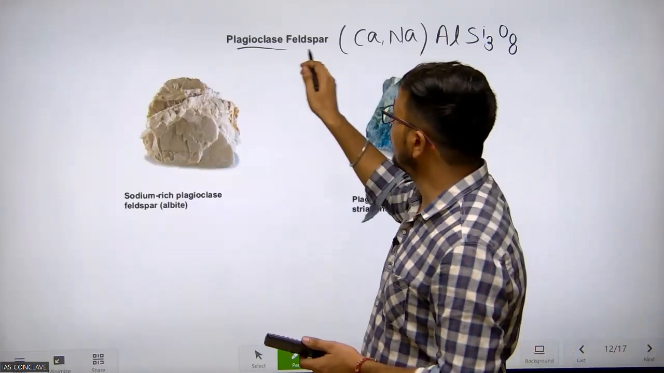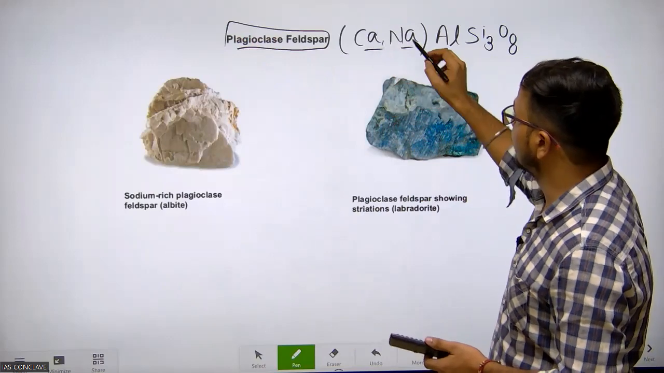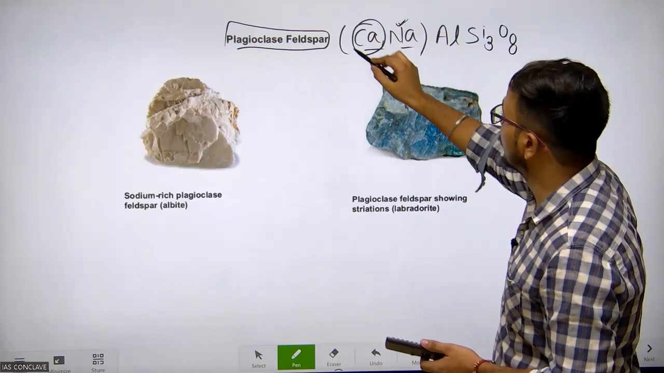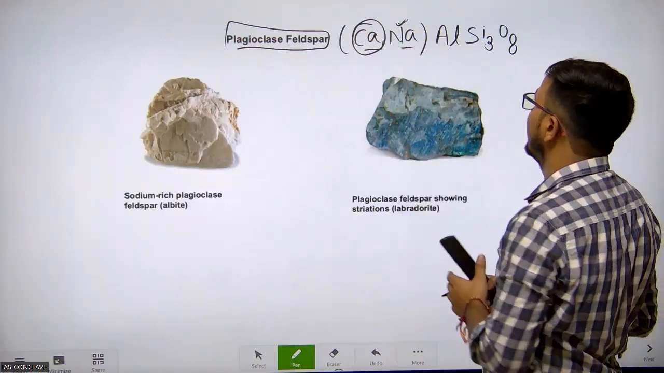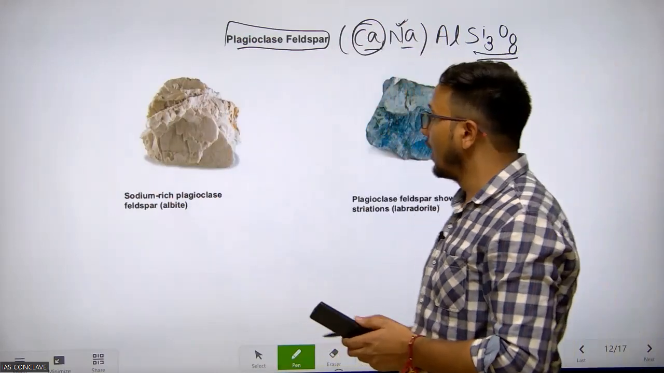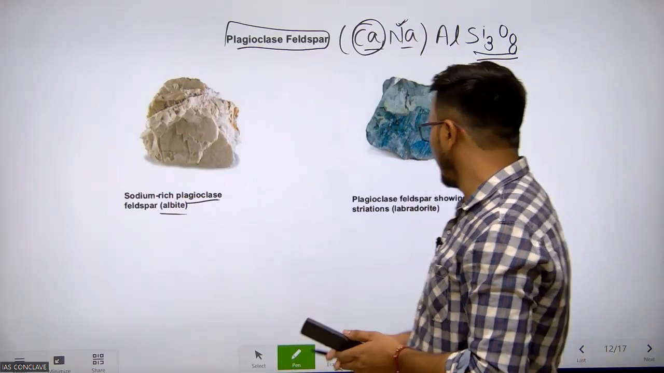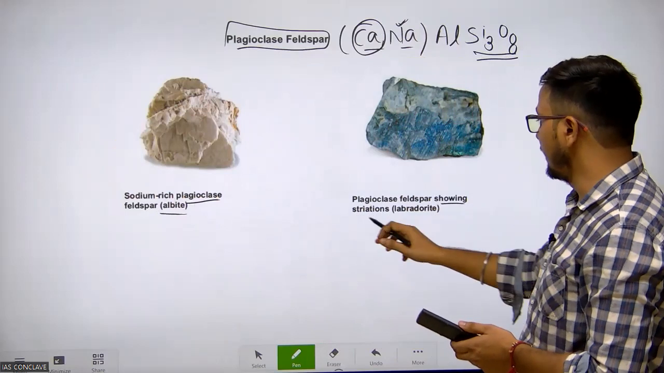Now in the plagioclase feldspar, you will find sodium and calcium. So you will find the sodium and calcium ions with the silicate minerals, while in the potassium feldspar you will find the potassium ions. Okay, so in sodium-rich plagioclase feldspar like albite, plagioclase feldspar shows the striation.